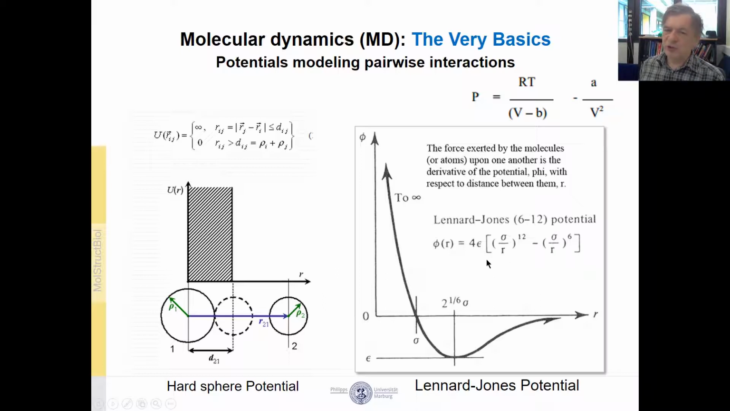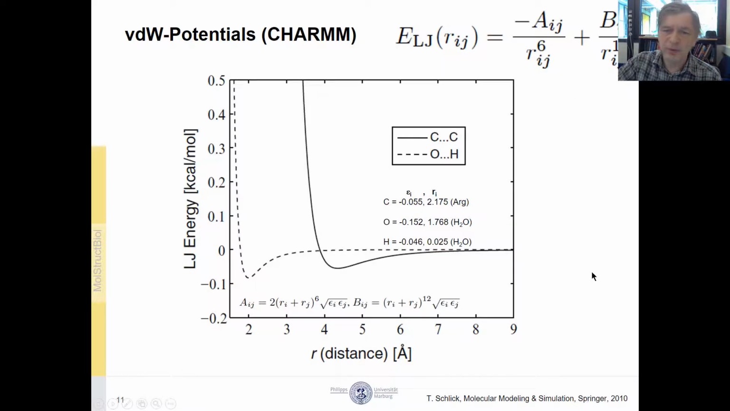The Lennard-Jones potential is the most accurate one that we have. It's described here with its parameters. Usually pretty good. And actually, that is also the one that is usually used, the Lennard-Jones potential, or suitable approximations of the Lennard-Jones potential. Here LJ for Lennard-Jones, like in the CHARMM force field.